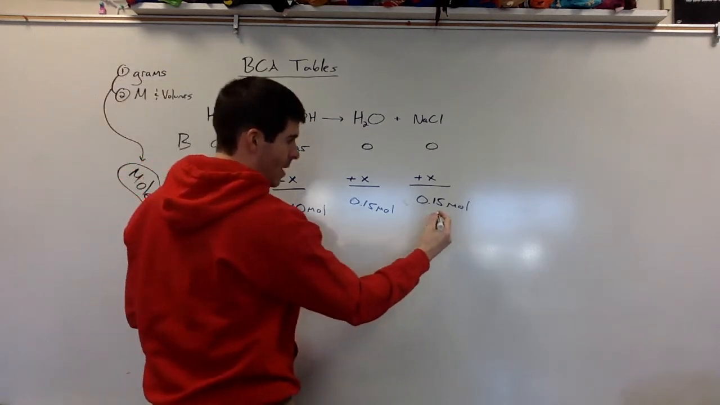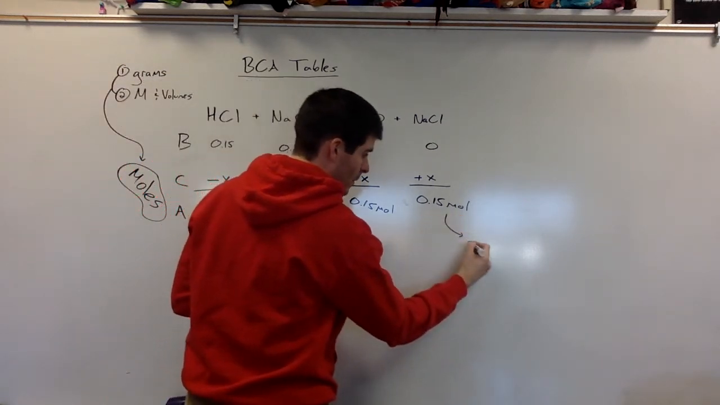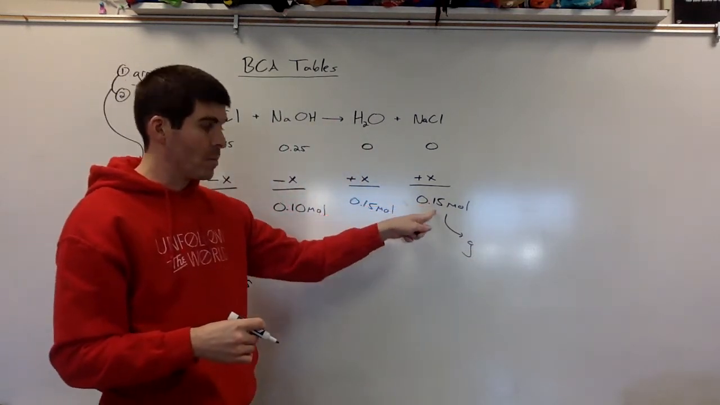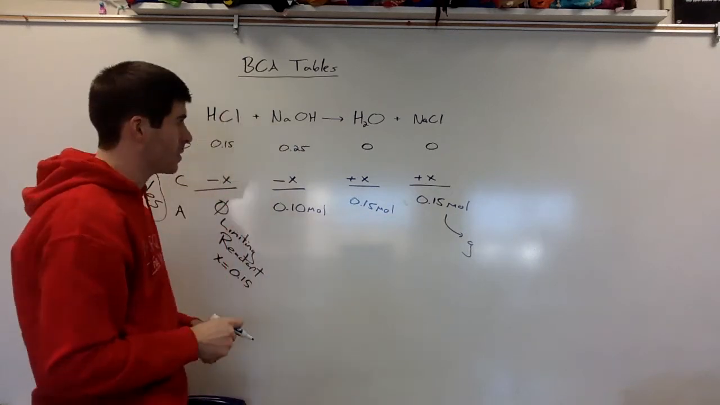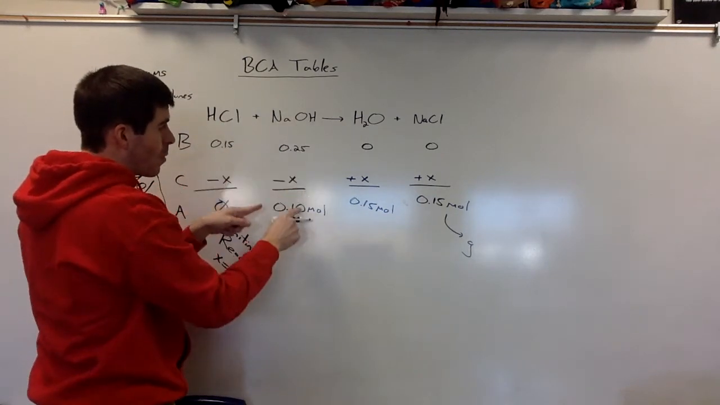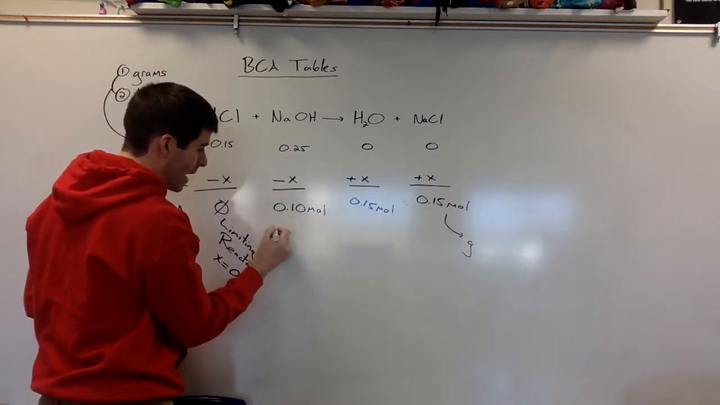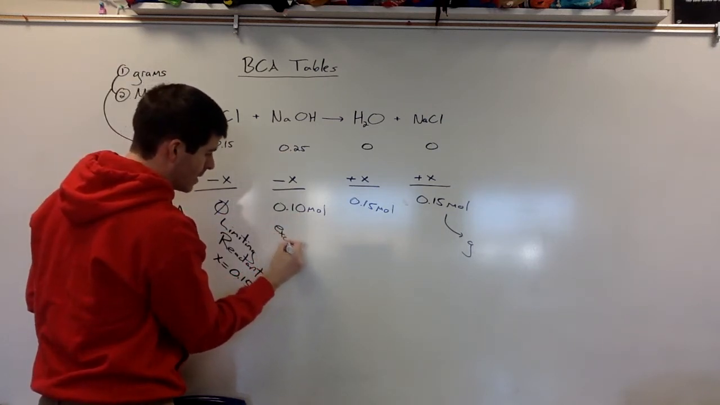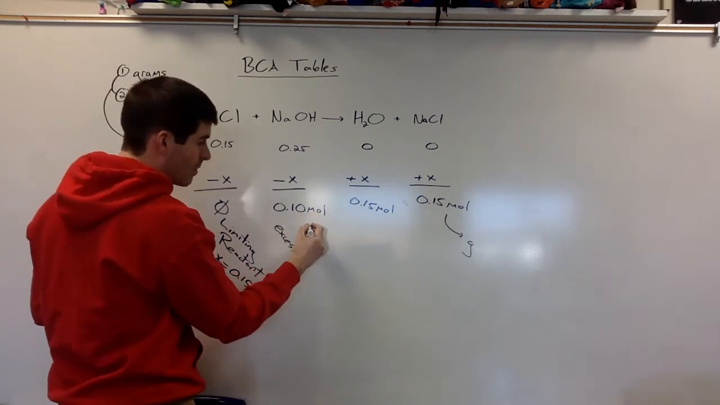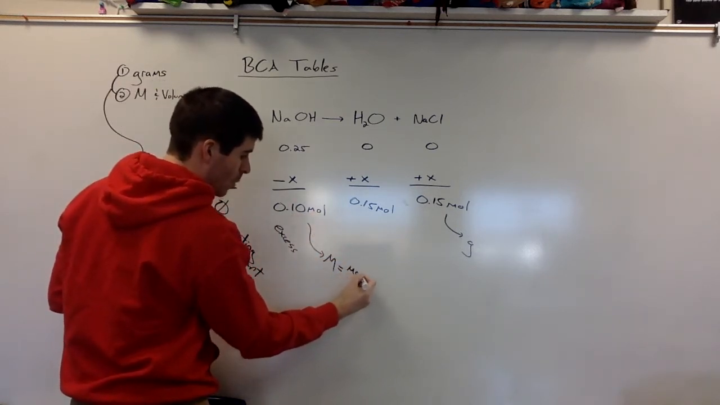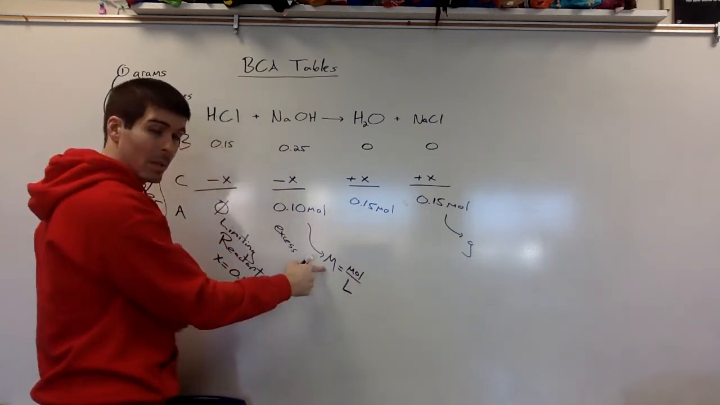We could say, how many grams of salt did we make? Well, we could use the molar mass to figure out how many grams that is. We could say, what's the molarity of the hydroxide that is my excess reactant? Okay, so this is excess. And moles divided by liters, here's my 0.1 moles. If I had moles divided by liters, I could get a molarity.